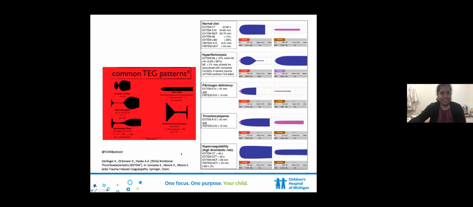And if it looks like a test tube, your platelets are primarily affected, and if it looks like an inverted martini glass, then you're lysing really quickly. I thought that was very interesting, and I'm sure you guys probably know it, use it more than I do.